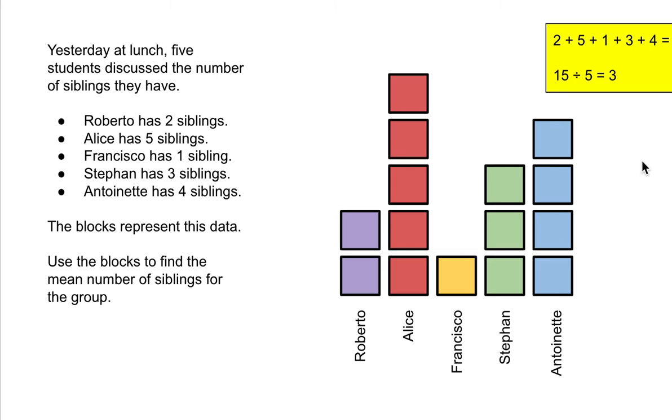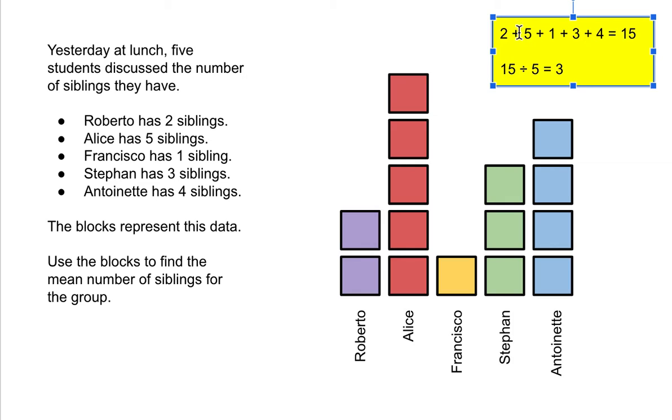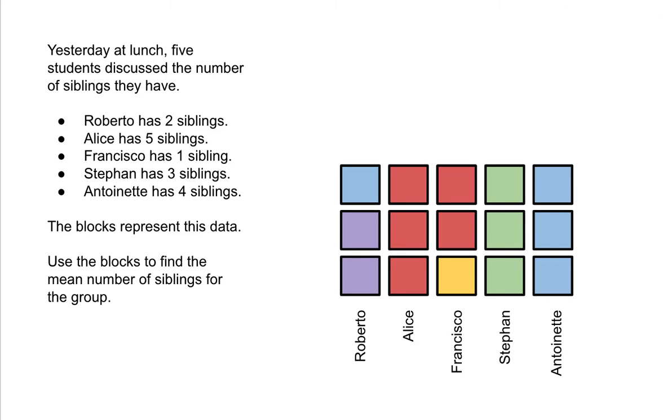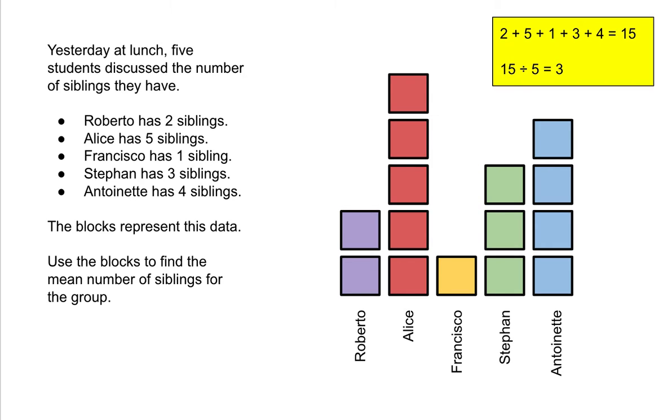Here's another way to find the mean. Check this out. If we wanted, we could instead just add up the number of siblings. So we could say 2 plus 5 plus 1 plus 3 plus 4. That's 15. And then divide 15 by 5, and that would give us 3. And remember, the height of each stack was 3. So we could rearrange the blocks, or we could add and then divide by the number of students.